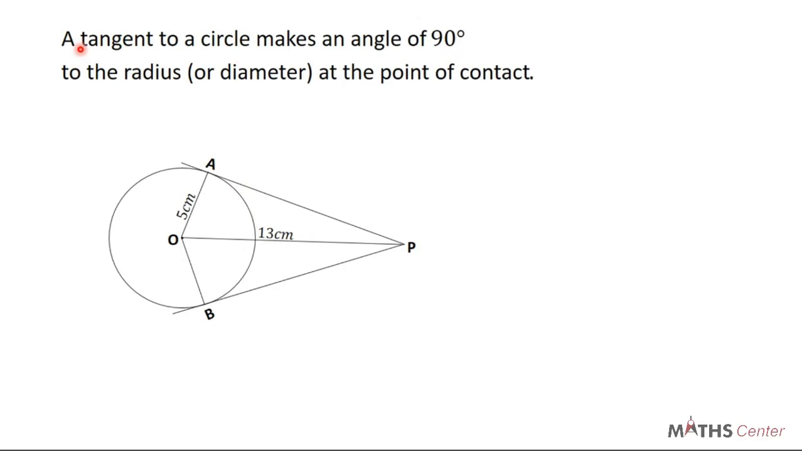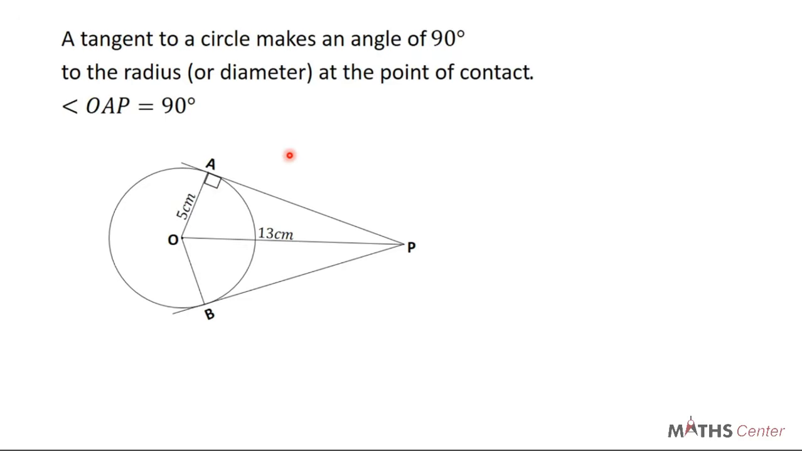We know that a tangent to a circle makes an angle of 90 degrees to the radius or diameter at the point of contact. So if you draw a tangent to the circle from point P to point A, it makes an angle of 90 degrees to the radius at the point of contact. So at the place where the radius meets the tangent, the angle created there is 90 degrees. Following this property, we can say that angle OAP is 90 degrees. I hope that is clear. So with this property, we have been able to deduce that this angle here is 90 degrees.